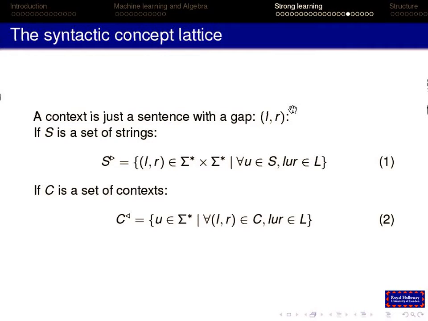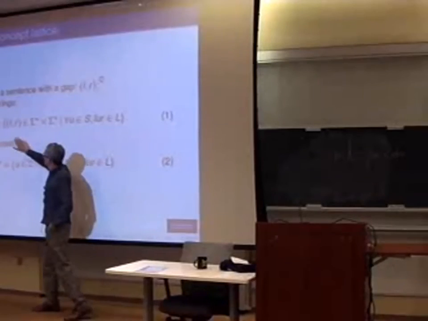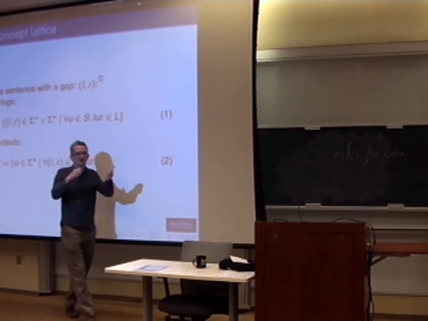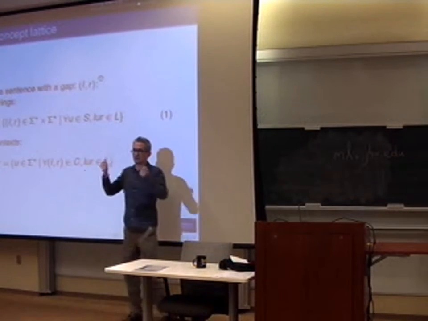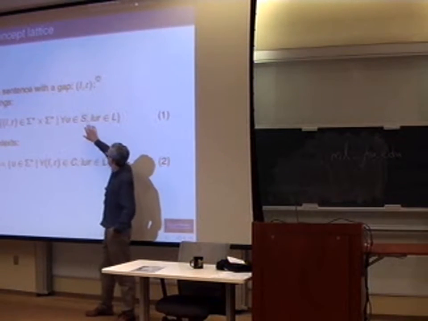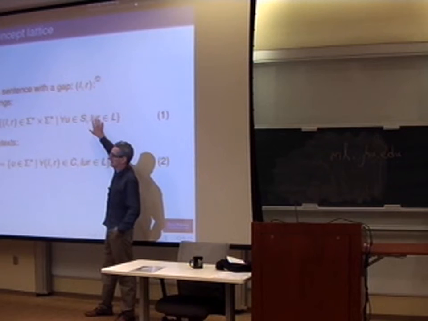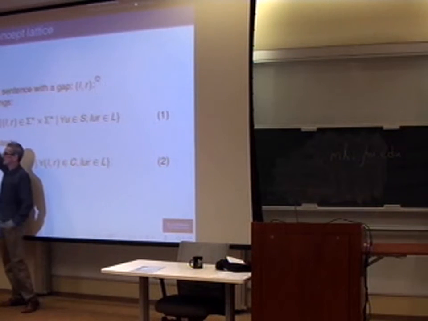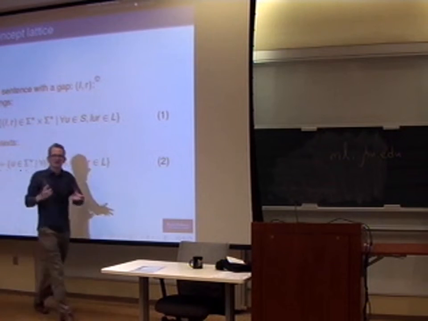Now I'm going to define the same structure using distributional terminology. If S is a set of strings, we can consider the set of contexts, where a context is just an ordered pair of strings, or equivalently a sentence with a gap. We can consider the set of contexts such that all of the elements of S can occur in that context. So in a sense, this is the distributional property of this set of strings.